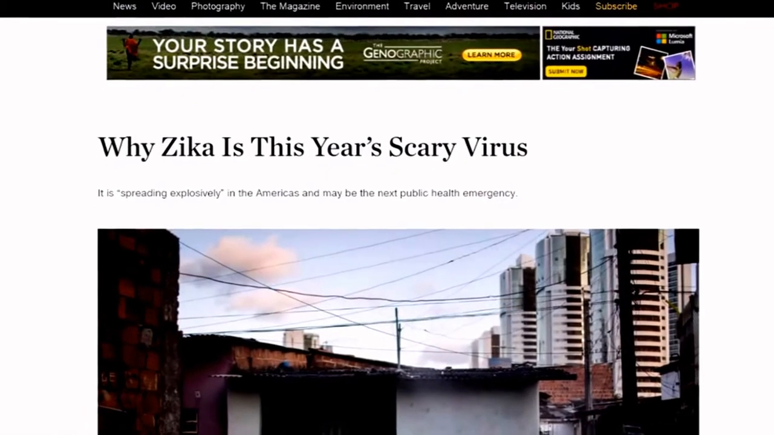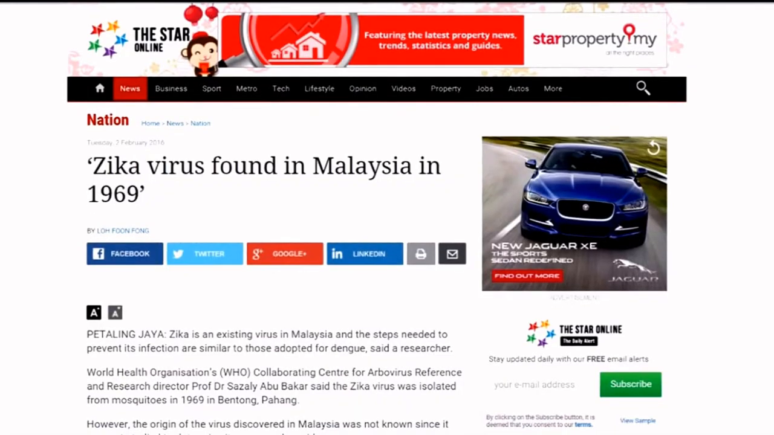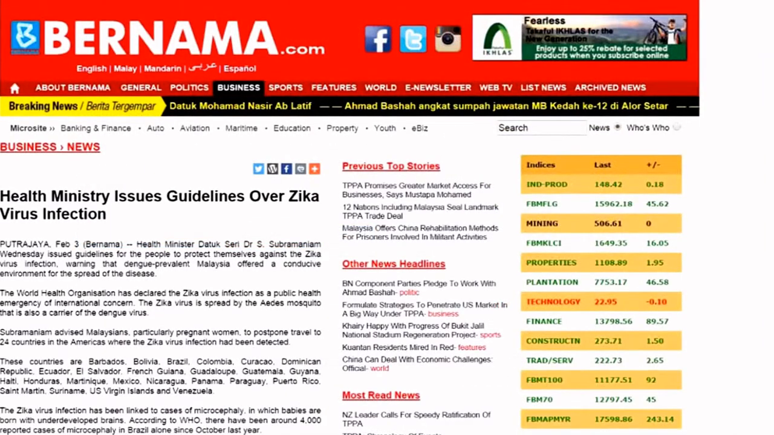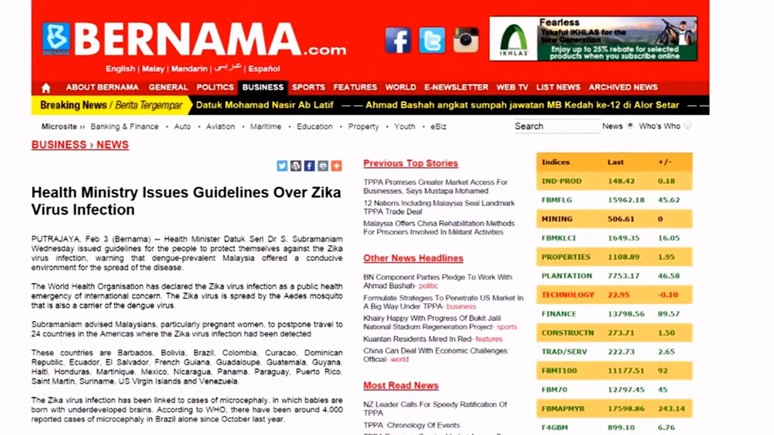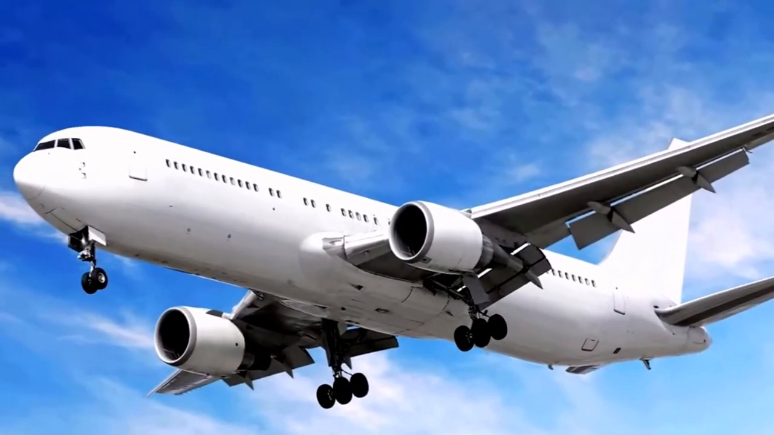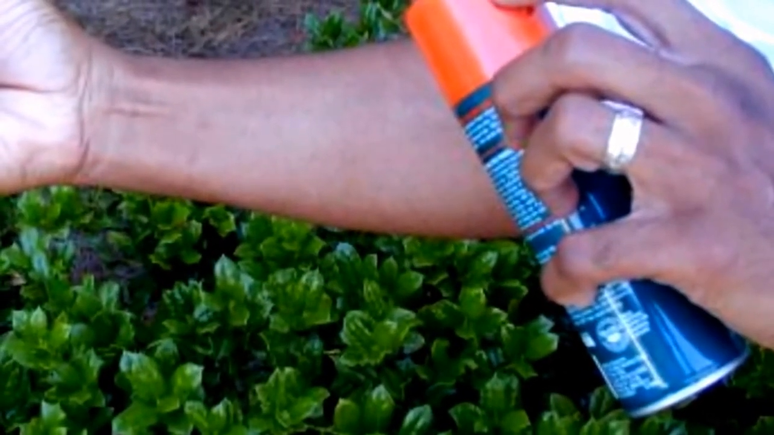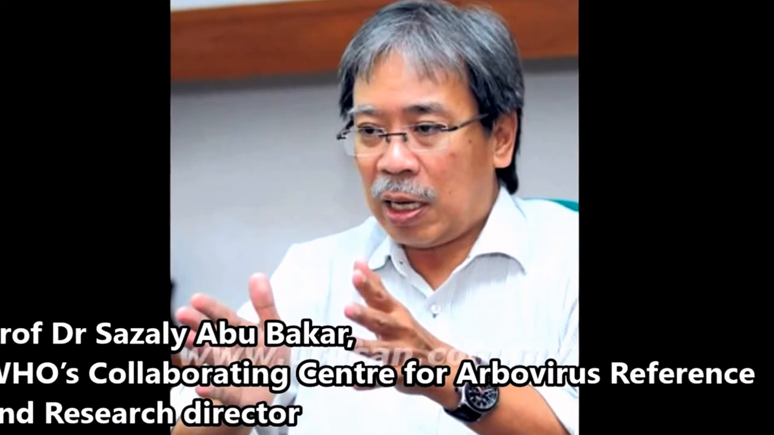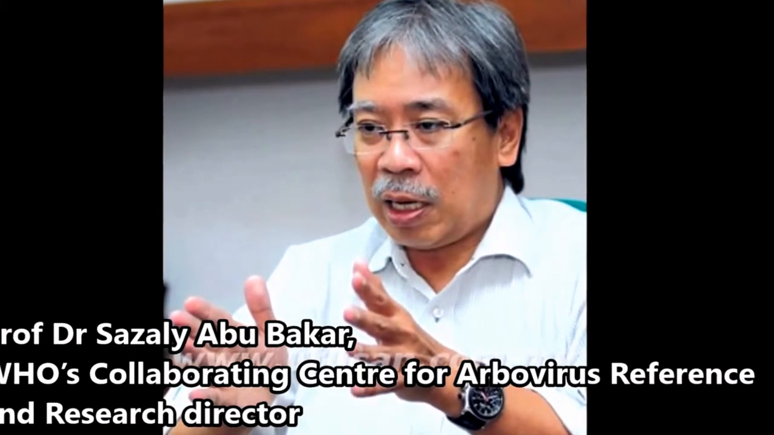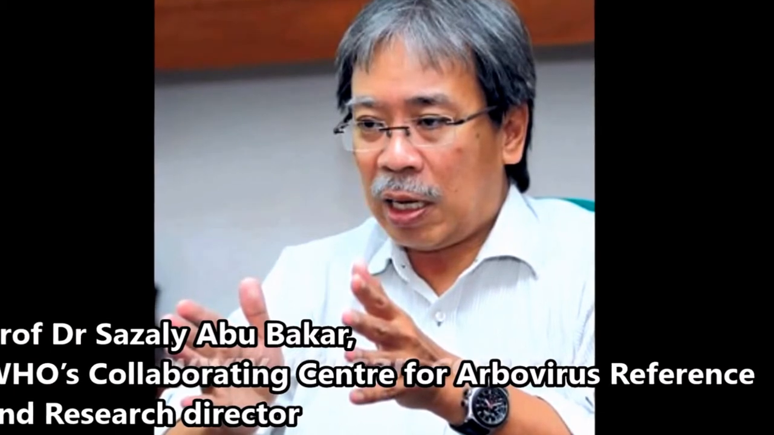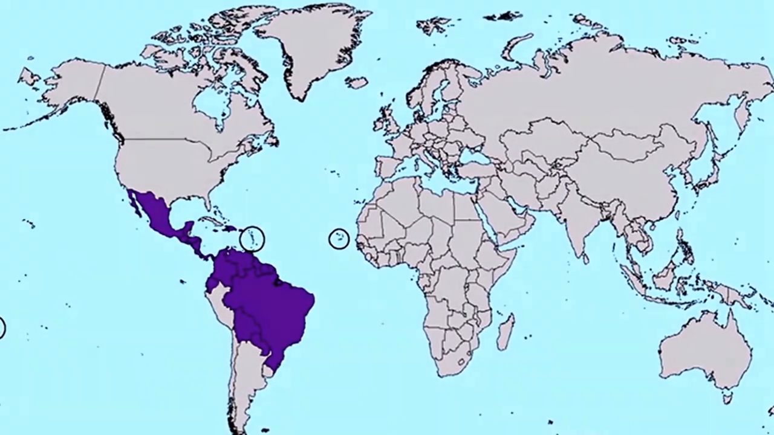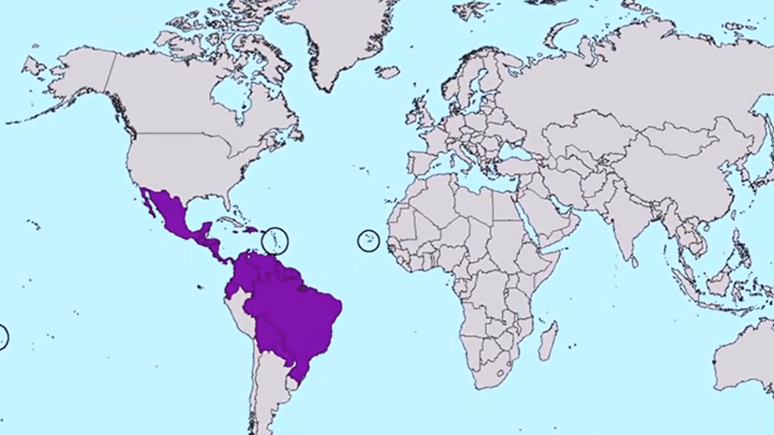Even though the virus has been around for some time now, appearing in the year 1969 in our own backyard. In fact, Malaysians are advised to take measures ranging from postponing travel to 24 countries in the Americas, protecting themselves against mosquito bites, and destroying Aedes mosquito breeding grounds. According to Professor Dr. Sazali Abu Bakar, the World Health Organization's Collaborating Center for Arbovirus Reference and Research Director, the size of an outbreak possibly amplified the otherwise rare occurrence of microcephaly.